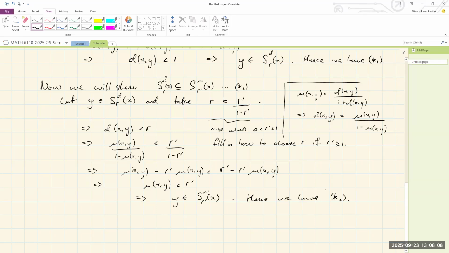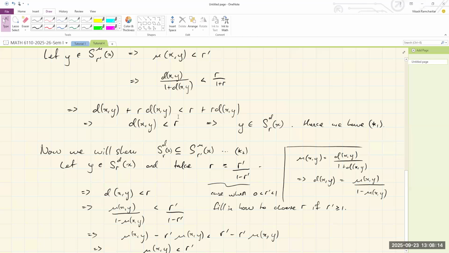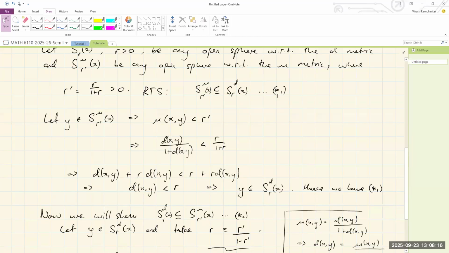Okay, so what we did there was we showed that star 1 shows that if you give me any open sphere around x of any radius r with respect to the d metric, I could always find inside of it an open sphere of some radius r prime with respect to the mu metric. So the open spheres with respect to the mu metric, you could always find an open sphere like that inside an open sphere with respect to the d metric. That's what star 1 is showing.